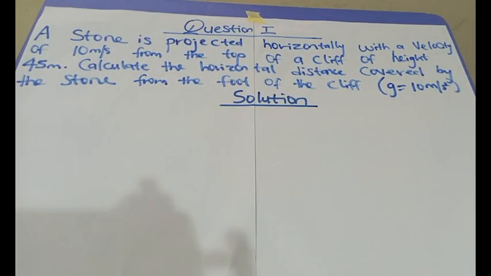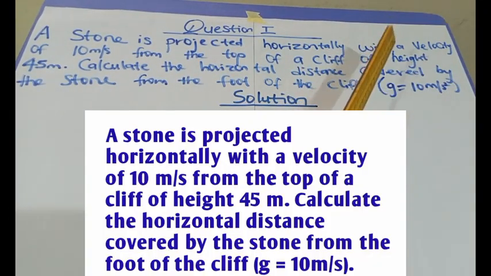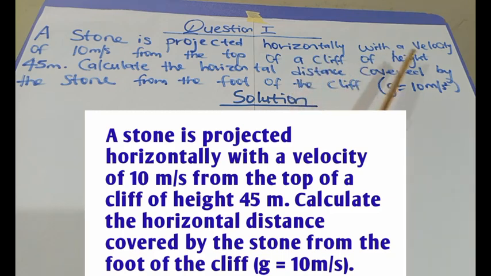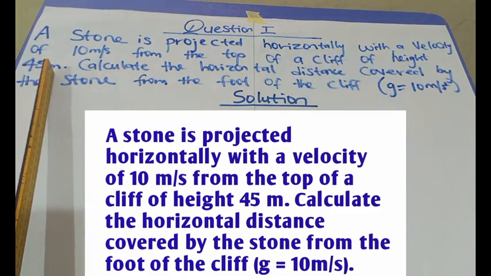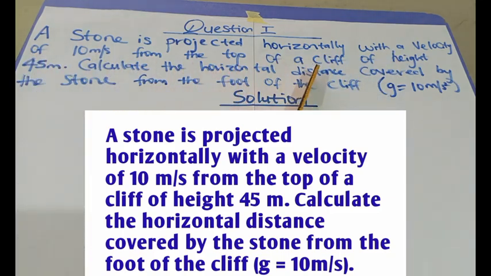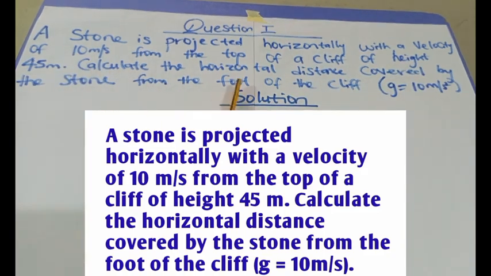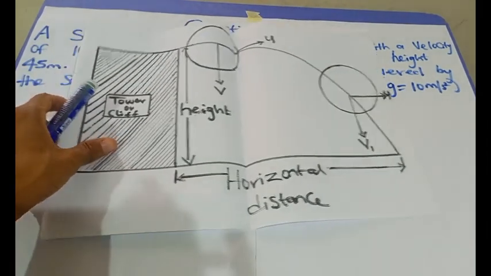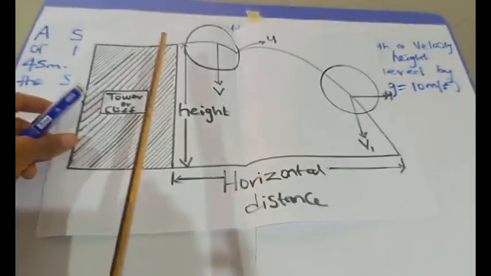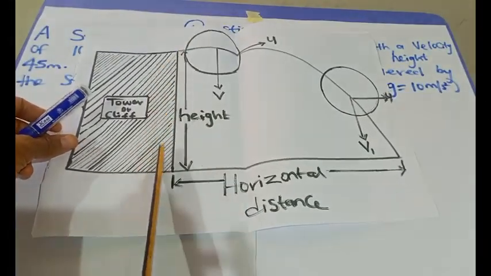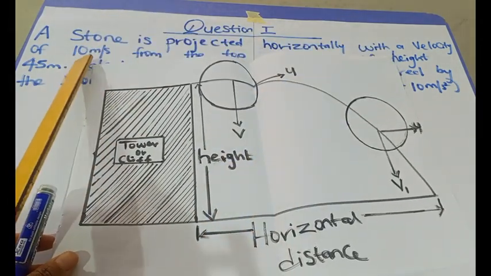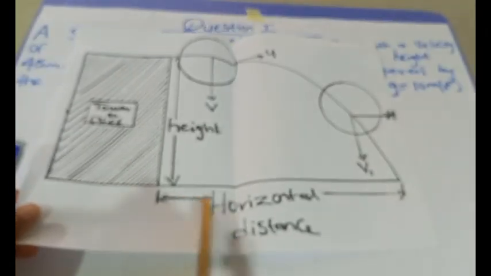A stone is projected horizontally with a velocity of 10 meters per second from the top of a cliff of height 45 meters. Calculate the horizontal distance covered by the stone from the foot of the cliff. It means that we are looking for this distance covered. The height is 45 meters and the velocity is 10 meters per second. Then we are looking for this horizontal distance.